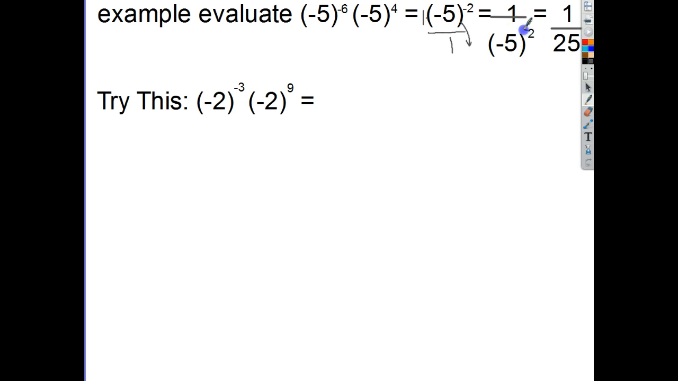Now, when we distribute this 2, we give it to the 5, but we have to think in terms of now 2 negative signs. Okay, it does reach to the negative sign because it's in parentheses. So negative squared is positive, and 5 squared is 25. We end up with 1 over 25. Okay, try this one, please.